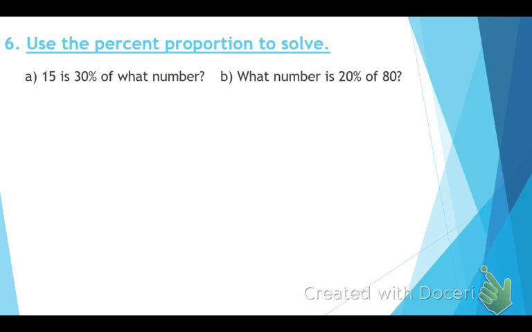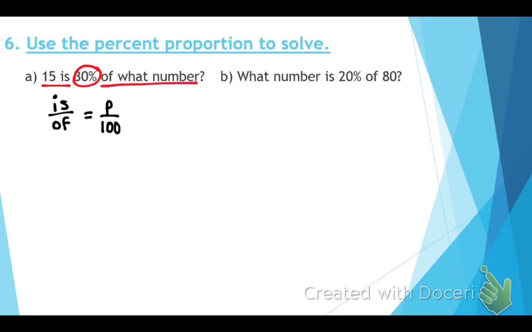So for this one, the instructions ask us to use the percent proportion to solve. Remind me again, class, what was the percent proportion that we just wrote down? Is over of equals P over 100. Now, I also taught you long ago about separating that question into 3 different parts, the is, the of, and the P. What should I underline first? 15 is. 15 is. Good job. What should I circle next? 30%. And finally, underline? Of what number?